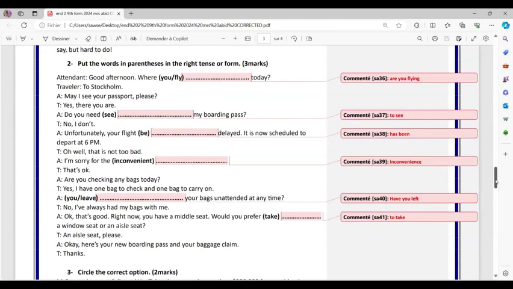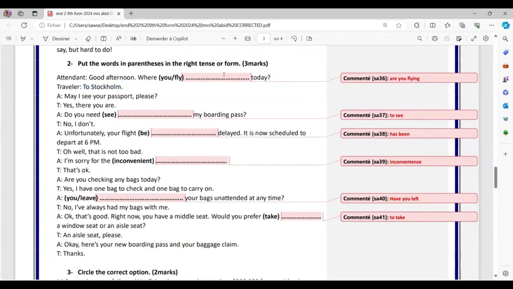Let me pass to the dialogue or conversation between an attendant and traveler, and they are at the airport, so you have to understand the situation carefully. Attendant: Good morning. Good afternoon. Where you fly today? Today here means it's a planned action. And he says: To Stockholm.